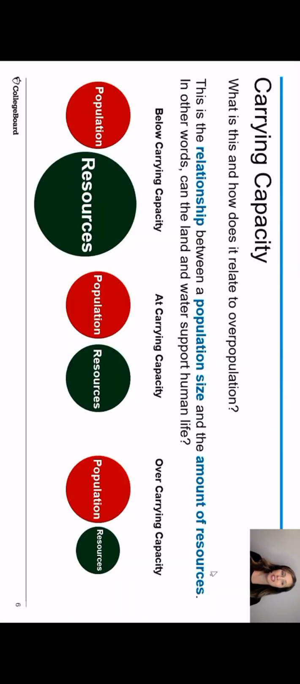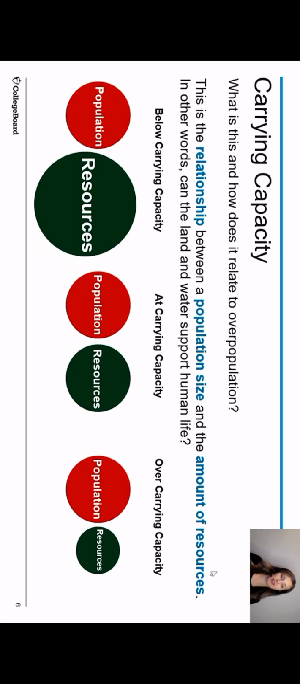One of the terms that you'll hear is this idea of carrying capacity. So what is this and how does it relate to overpopulation? Well, you can think about it as the relationship between 2 things, the population size and the amount of resources available. In other words, you can think about it this way. Can the land and water support human life? Now, we could look at the carrying capacity of the entire planet, or we could scale down to look at the carrying capacity of a country or even a local area.